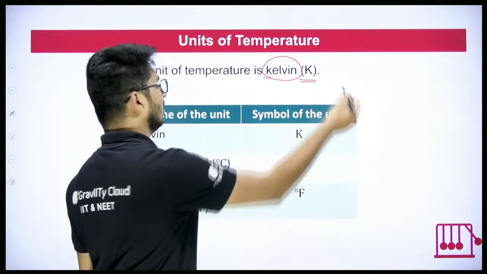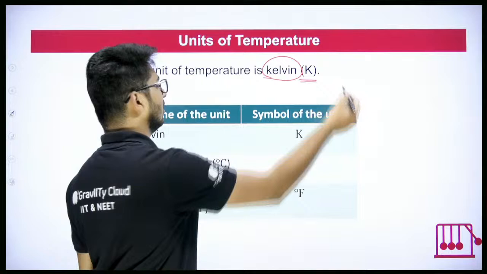It's a very important thing. For Kelvin, we have no degree, but for Celsius and Fahrenheit, there is a degree. So degree Celsius, degree Fahrenheit. These three are the most used units: Kelvin, degree Celsius and degree Fahrenheit, which we use regularly in our everyday life. Okay, good. So we'll start with degree Celsius.